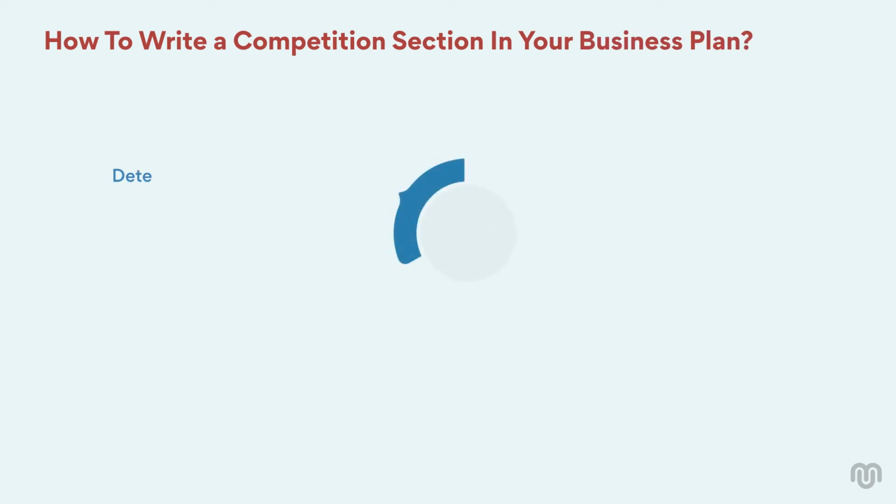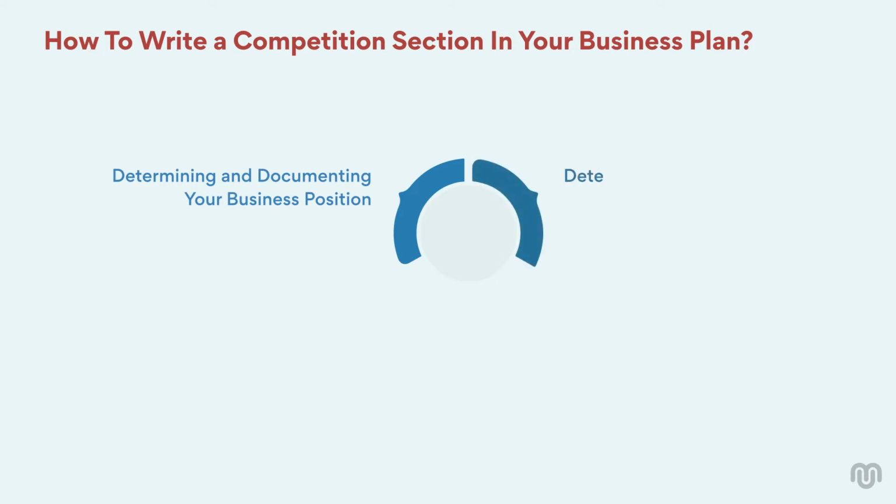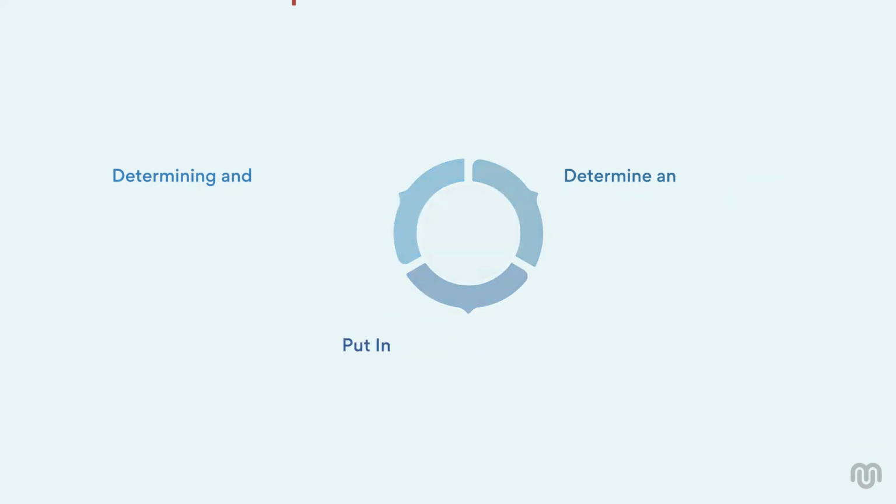Number 1. Determining and documenting your business position. Number 2. Determine and draft your competitive advantages. Number 3. Put in the customer's review. Now, let's start with determining and documenting your business position.